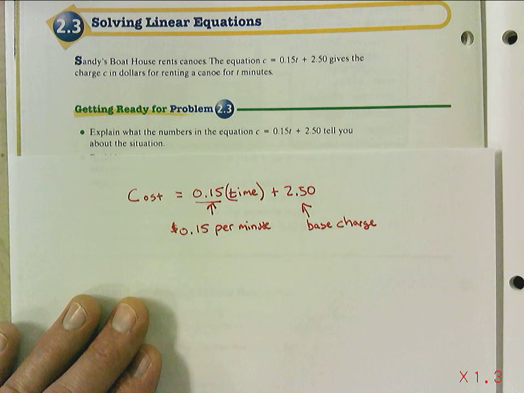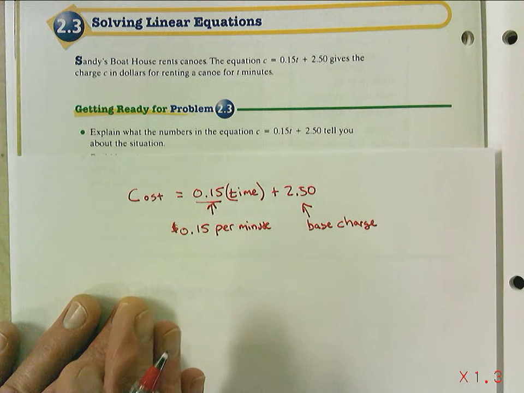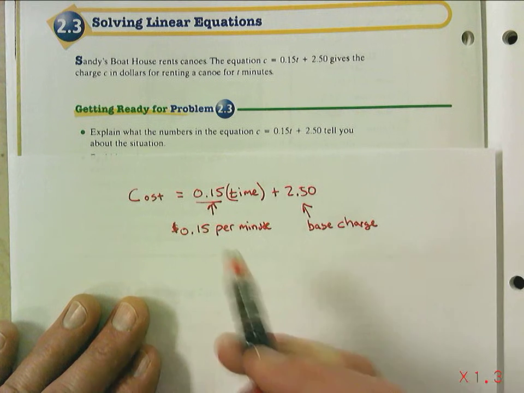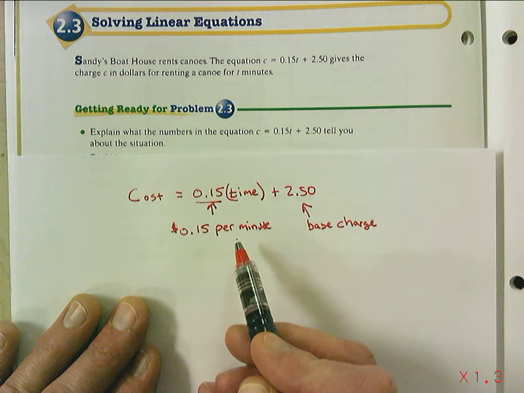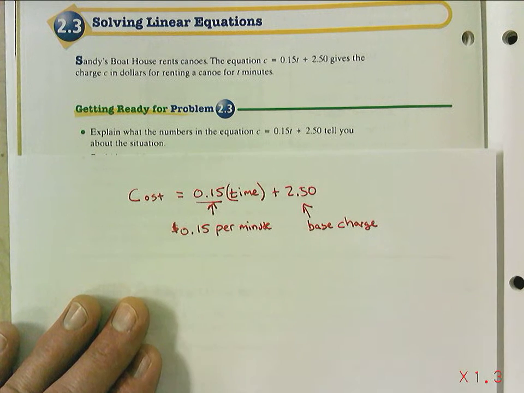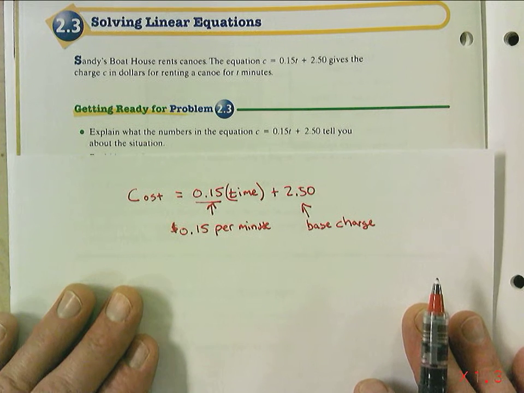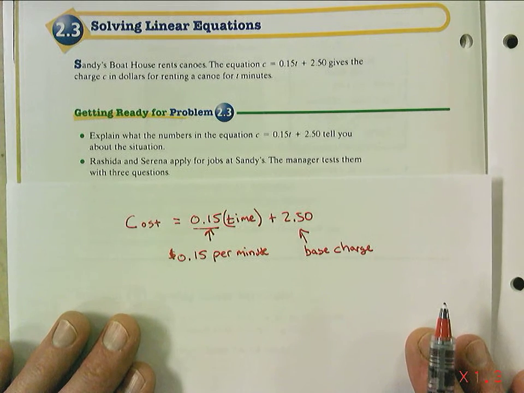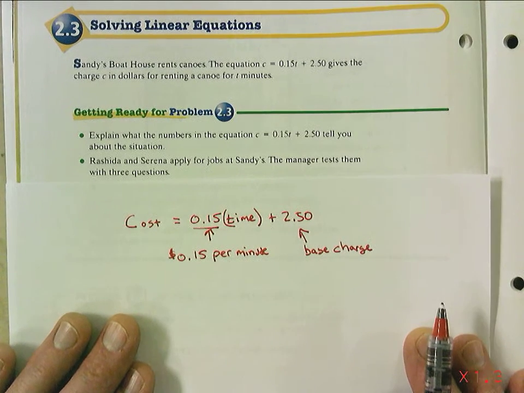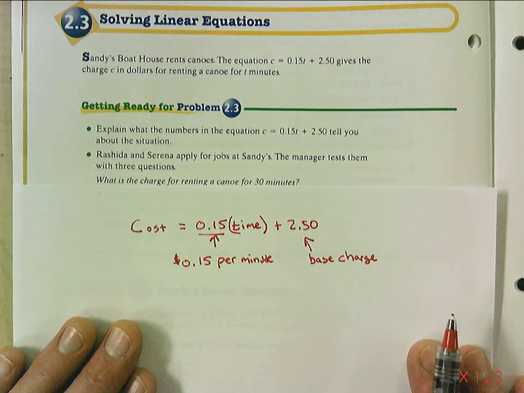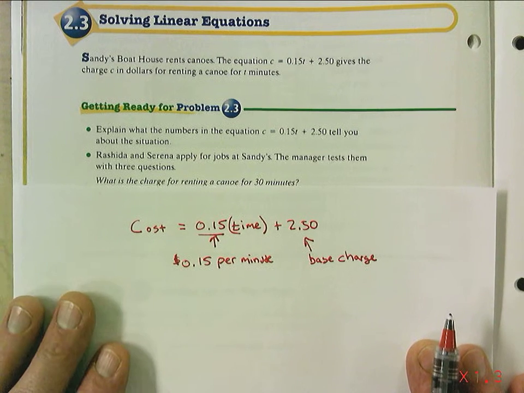So if you rent it for 1 minute, that $2.50 is there. If you rent it for 10 minutes, it's still that $2.50 plus the amount of money for the time. So that's how you would explain what the numbers in the equation mean. The 0.15 is the 15 cents per minute, and the $2.50 is a base charge that you pay for renting the canoes. Now it says Rashida and Serena apply for jobs at Sandy's, and the manager tests them with 3 questions. So here's their little test to see if they know what they're doing when they are renting canoes.